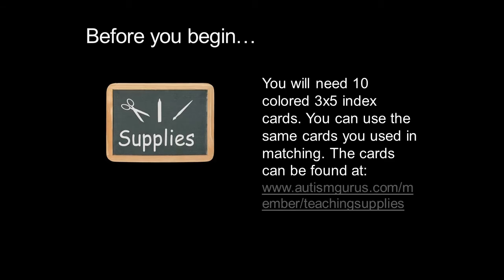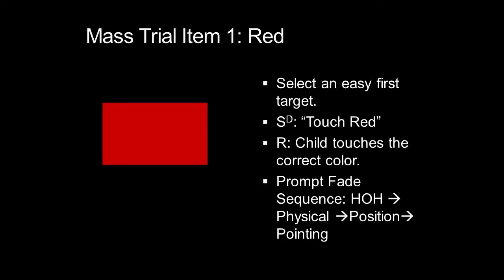To start this program, you will need at least 10 color cards on 3x5 index cards. I highly recommend using the printable color cards available on our website as they meet all the required criteria. For our first target, we have selected red. We always want our first target to be as distinct in appearance and sound as possible to make discrimination easy. We also like to select targets that are not too difficult to say for the transition to teaching expressive colors.